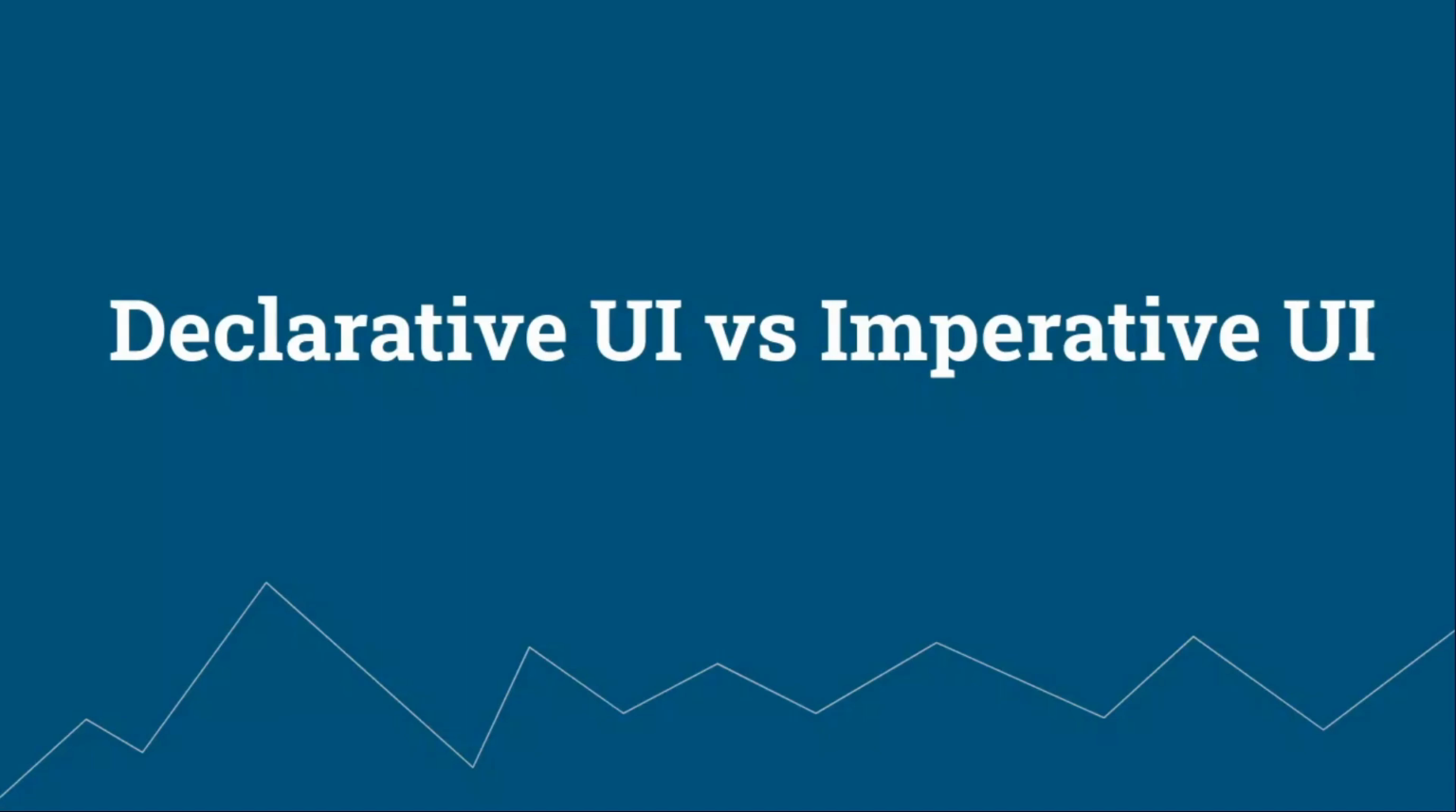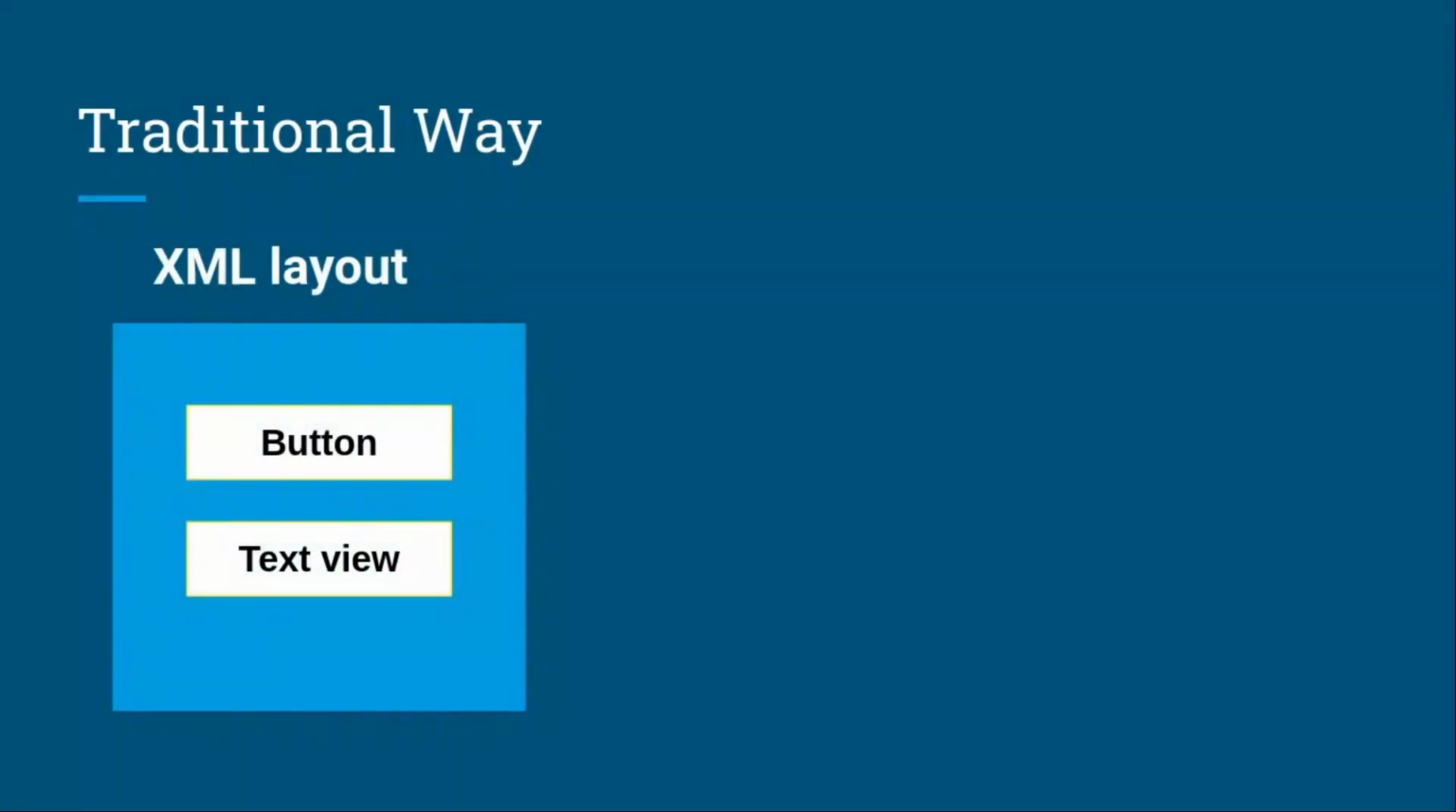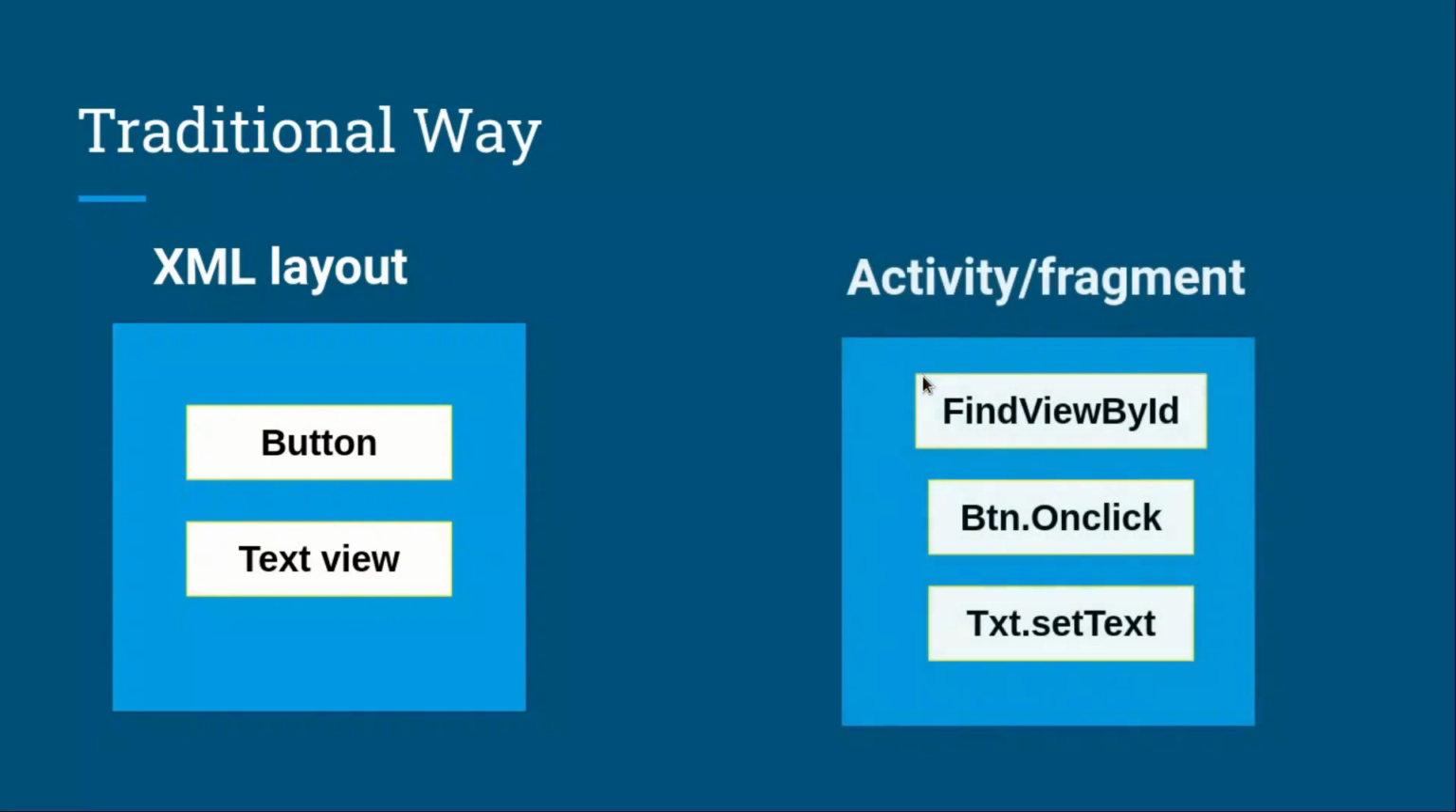Now let's look at declarative UI versus imperative UI. We have two ways of creating a UI in Android: the declarative and the imperative. Let's first look at the traditional way of creating UIs. As you can see here, we have to define an XML layout, and in it we can define different views. For example, here we have a button view and also a text view. In order to interact with this layout, we also have to define an activity or fragment that is going to get access to these views and interact with them.